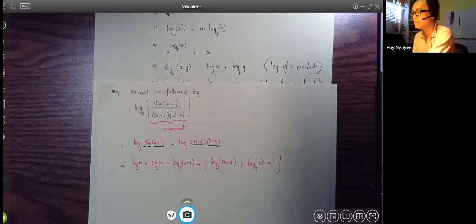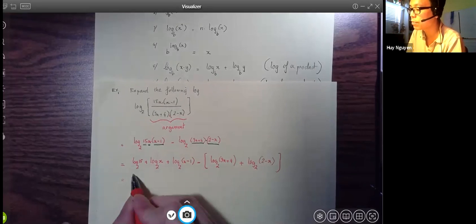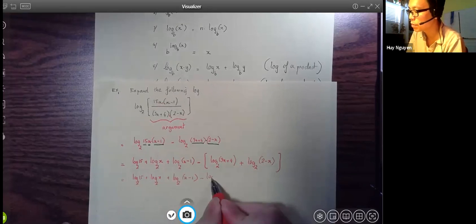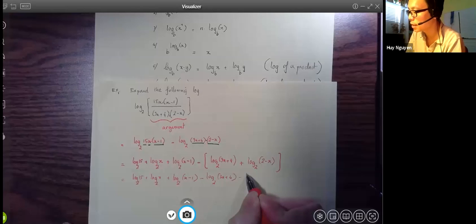Now we're going to distribute the minus into the bracket. So let me rewrite it: log base 2 of 15, log base 2 of x, log base 2 of x minus 1, minus log base 2 of 3x plus 4, minus log base 2 of 2 minus x.